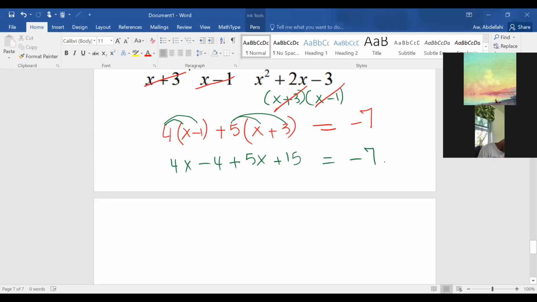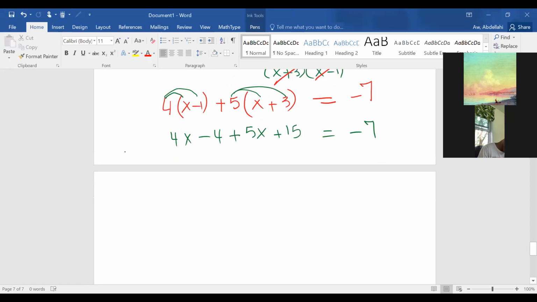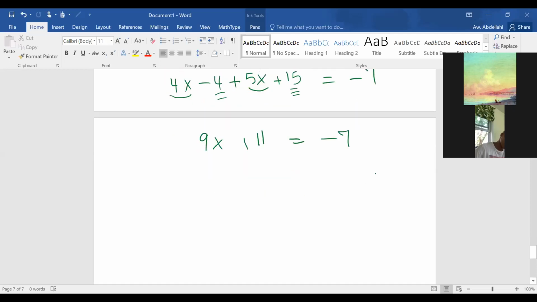Negative 7. Now you're going to group the like terms, right? This one and this one is 9x, right? Negative 4 and positive 15 is plus 11, equal to negative 7, right? That's plus 11. And then here minus 11, so we get 9x is equal to negative 18. We divide by 9, we get x equal to negative 2.